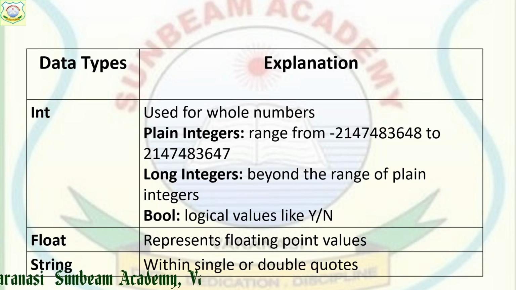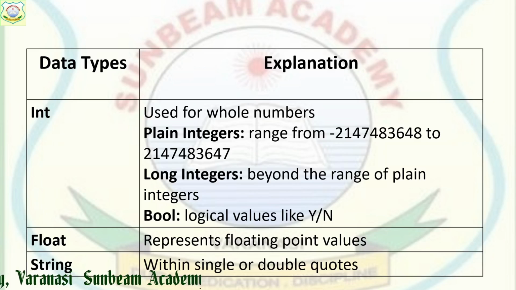Next is boolean. Booleans represent logical values like true or false, yes or no. Here boolean means the form of 0 and 1. 0 stands for false and 1 stands for true. So the boolean type of the integer data type is used to store boolean values.